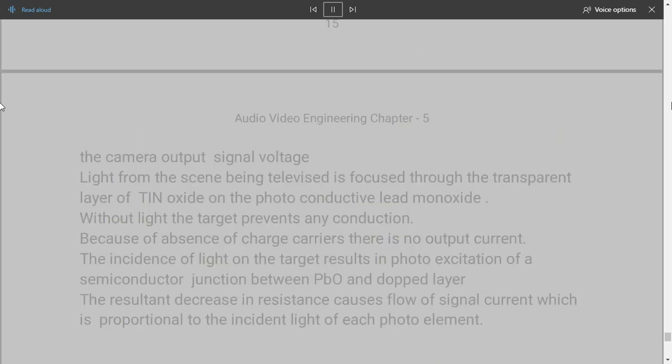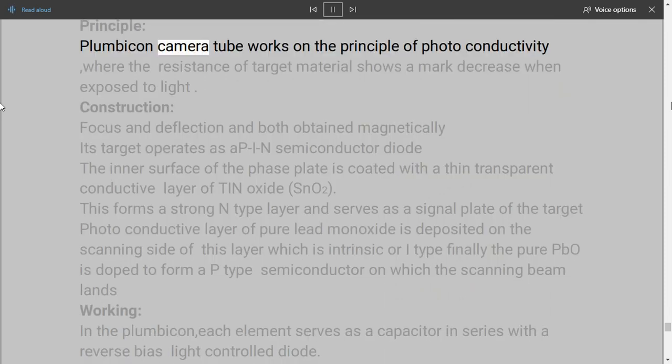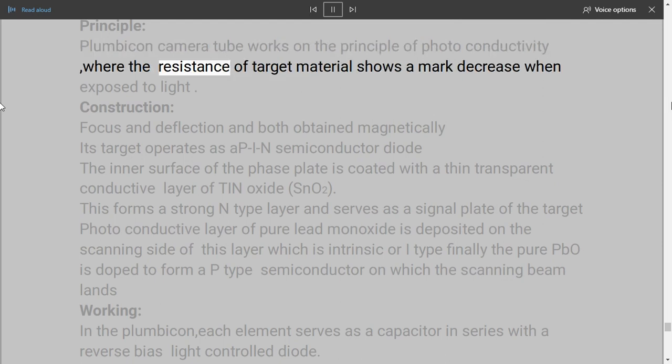A. Describe the construction and working principle of the Plumbicon camera tube. Diagram, 4M. Explanation, 4M. Principle: the Plumbicon camera tube works on the principle of photoconductivity, where the resistance of the target material shows a marked decrease when exposed to light.